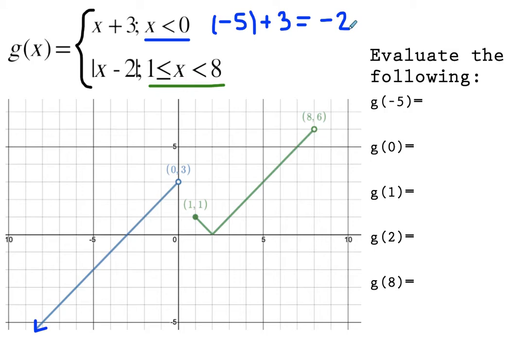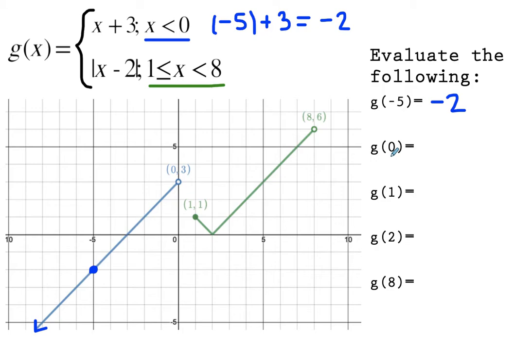Now today we're going to be focused mainly on evaluating it using the graph. We're going to look at the equation a little bit more next time, but I want us to focus on the graph today. So if I go to negative 5 on the graph and then go down to where it hits my function, I see it's also at negative 2. So either of those methods work. I wanted you to be exposed to both of them, but today I want to look mainly at the graph.